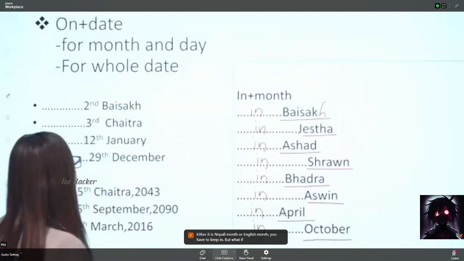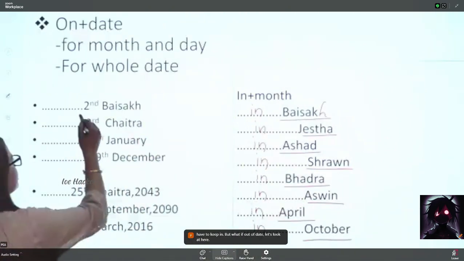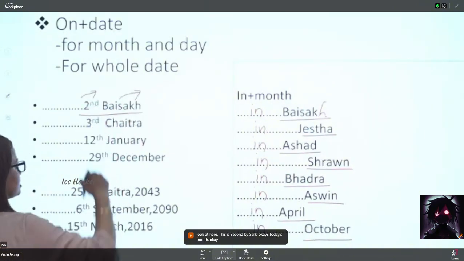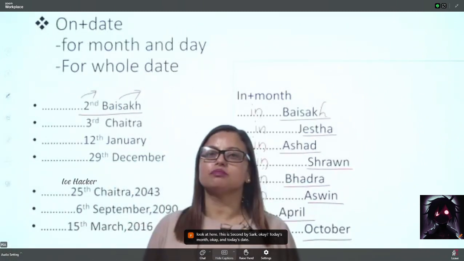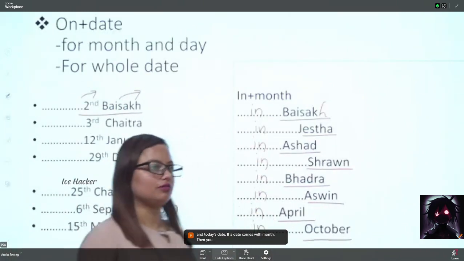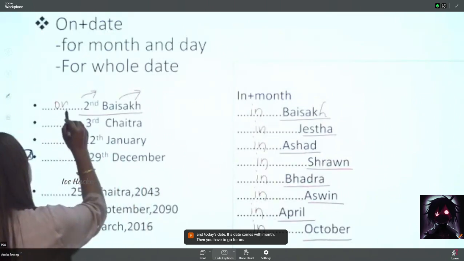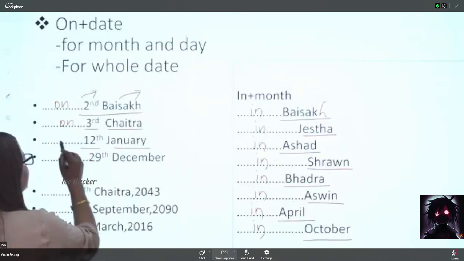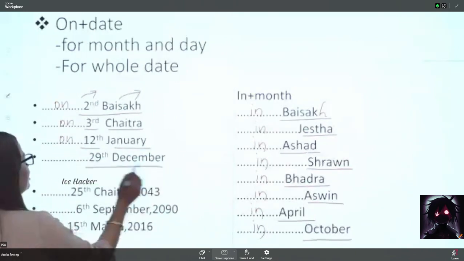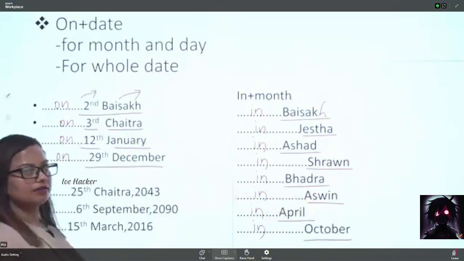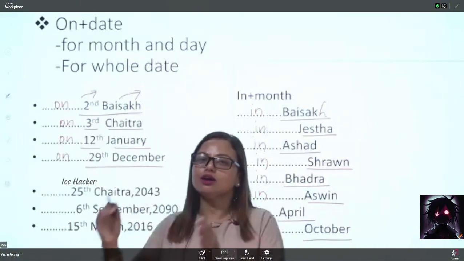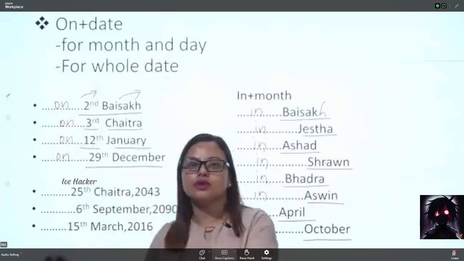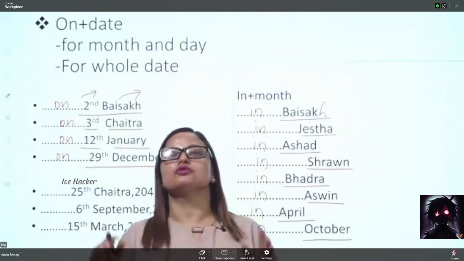But what about a date? Look at here. This is second Baisakh. Okay, today's month and today's date. If a date comes with a month, then you have to go for on. Again, third Chaitra, on. 12th, on. 29th December, on. Okay, when there is only a month, then you have to go for in. When that month comes with a day, then you have to go for on.